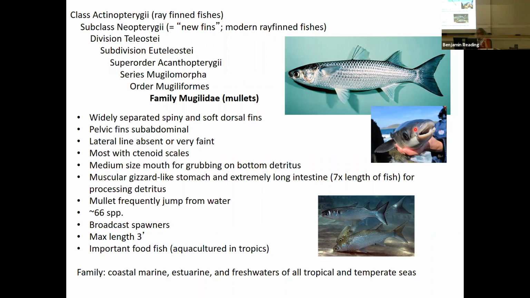Medium-sized mouth. You can see this mouth here, this terminal, grubbing around on the bottom in the detritus. You know, mullet are kind of omnivorous. They sort of are opportunistic. They eat whatever.